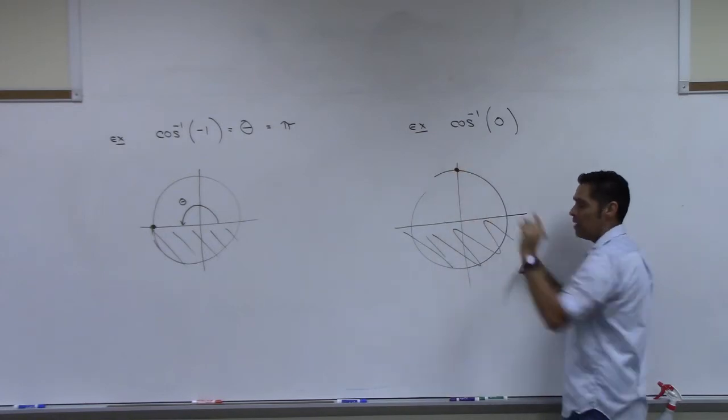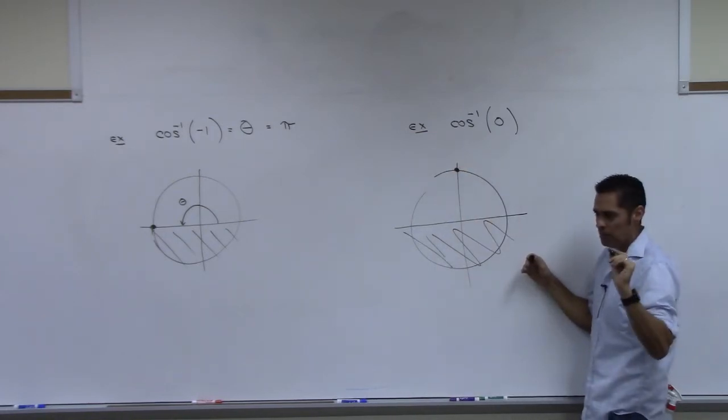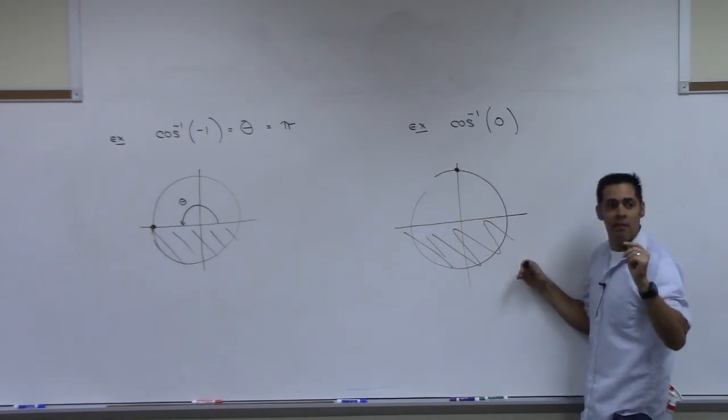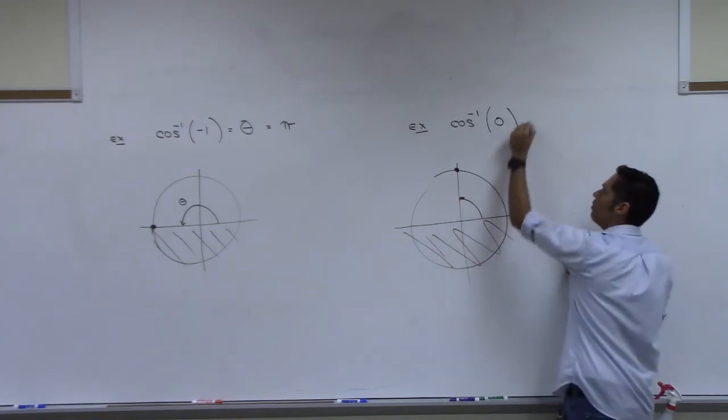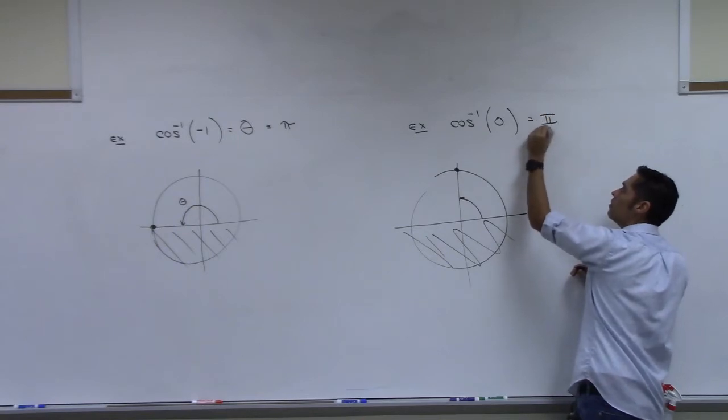And that very last part that you said is the real important part: what's the angle that gets me there? What is the angle that gets me to that point? And that's going to be pi over 2.